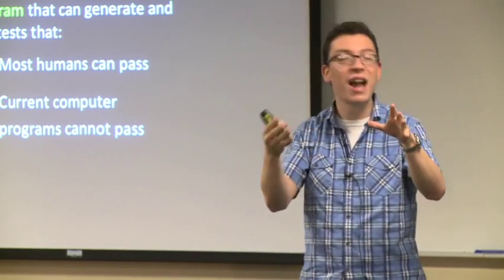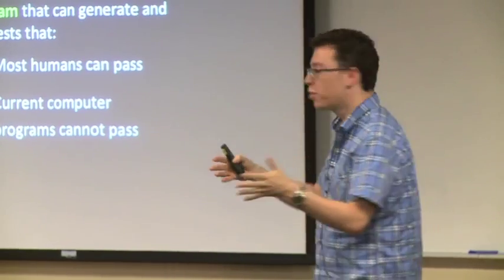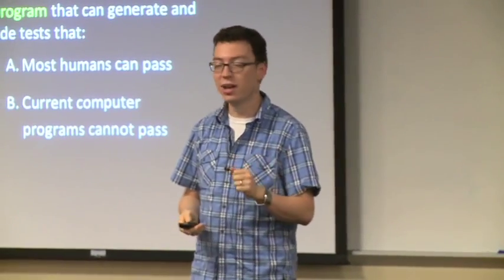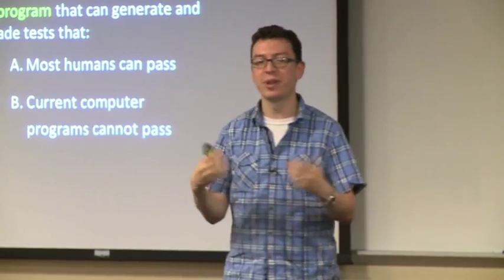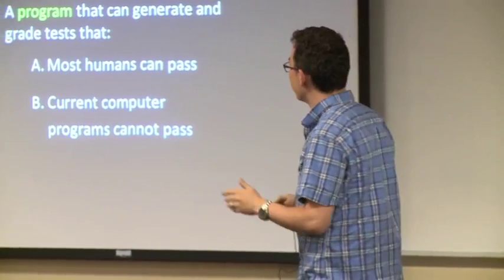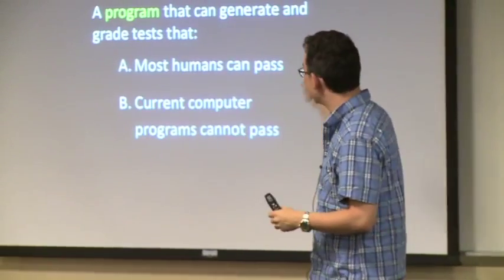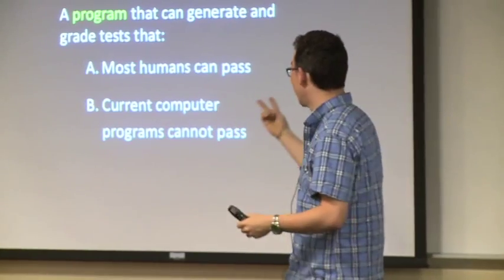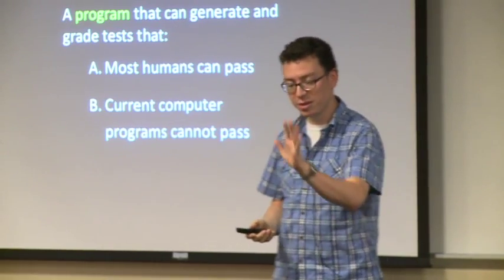Now, the CAPTCHA that most of you have seen is the standard one, with squiggly characters. But it doesn't have to be squiggly characters. The idea of a CAPTCHA is more general. It's just a program that can generate and grade tests that humans can pass, but computers cannot. Let me show you some other examples of different CAPTCHAs, just because I think they're pretty entertaining. For the examples that I'm going to show you, you need to look at two things. It has to be the case that most humans can pass them, like 99% of the human population can do it, and computer programs cannot. Those are the two properties.